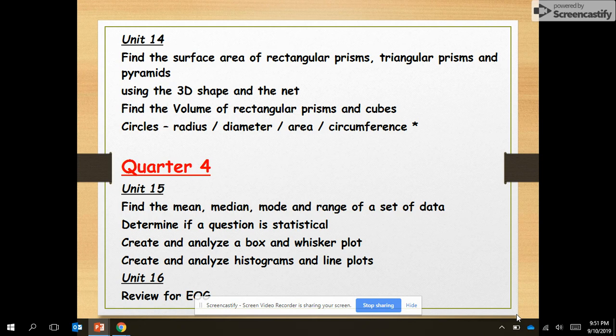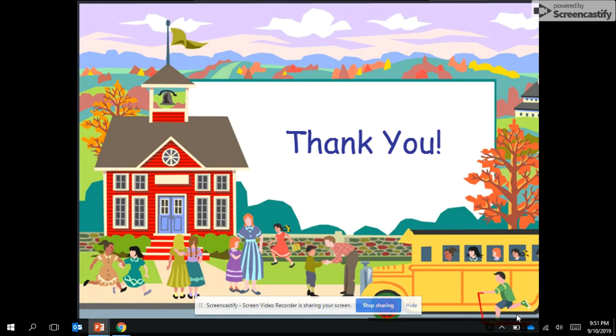And then our last unit, Unit 16, we will review for the EOG, which will be taken in late May, early June. And we'll review and go over all the topics your child learned in quarter 1, 2, 3, and 4.